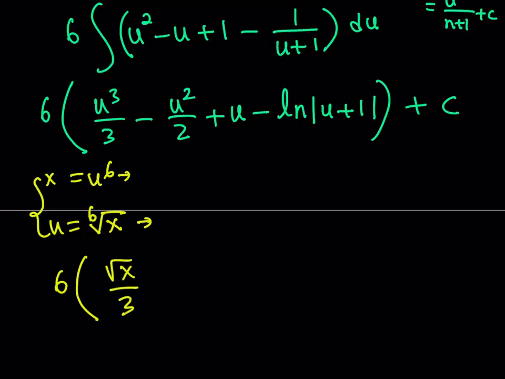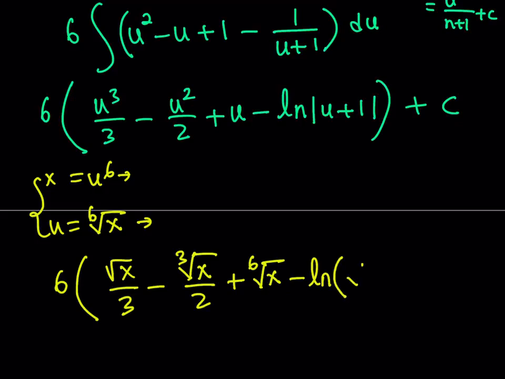and that divided by 3. u squared, on the other hand, is going to be the cube root of x divided by 2, and then plus u will be replaced with the 6th root of x, and then minus ln absolute value of u plus 1. Now notice that the 6th root of x is going to be non-negative. When you add 1, it's definitely going to be a positive quantity, so I don't need absolute value here. I can just go ahead and write it like this, and that's going to basically conclude my solution.